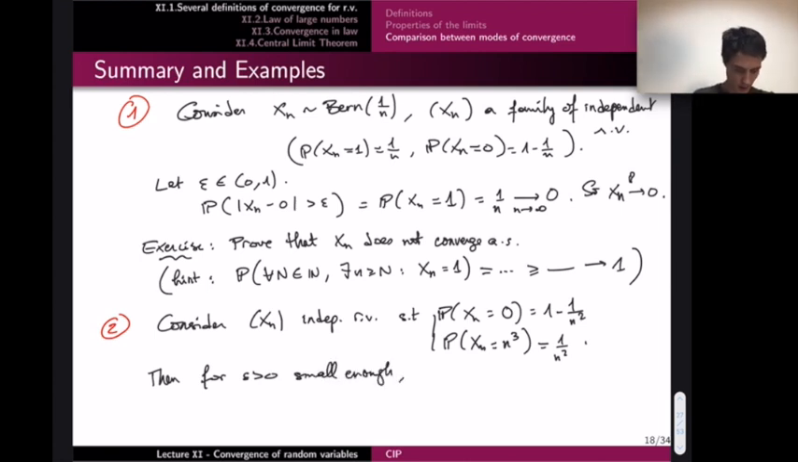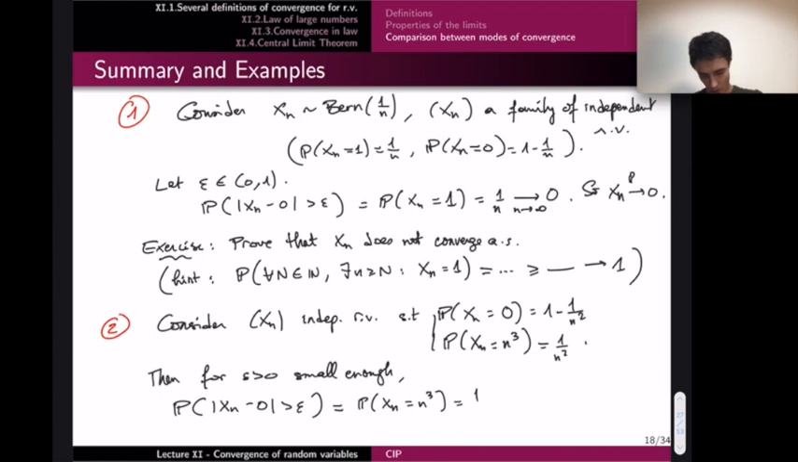What I get is that, so again, I'm guessing that in probability the convergence will be to 0. Well, again, if epsilon is not too big, or if n is large enough, if you prefer, then this is exactly the same as the probability that Xn is equal to n to the 3, which is 1 over n squared, so it goes to 0 quite easily.